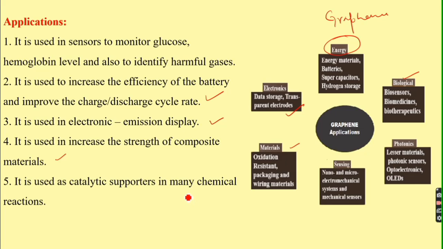These are some important applications observed in graphene: in energy systems, biological systems, photonics like laser materials and photonic sensors, then sensing systems, packaging materials, and even electronic devices. It is used as a sensor to monitor glucose, hemoglobin level, and to identify harmful gases. It is used to increase the efficiency of the battery and improve the charge and discharge cycle, in electronic emission display devices, to increase the strength of composite materials, and also as a catalytic support.